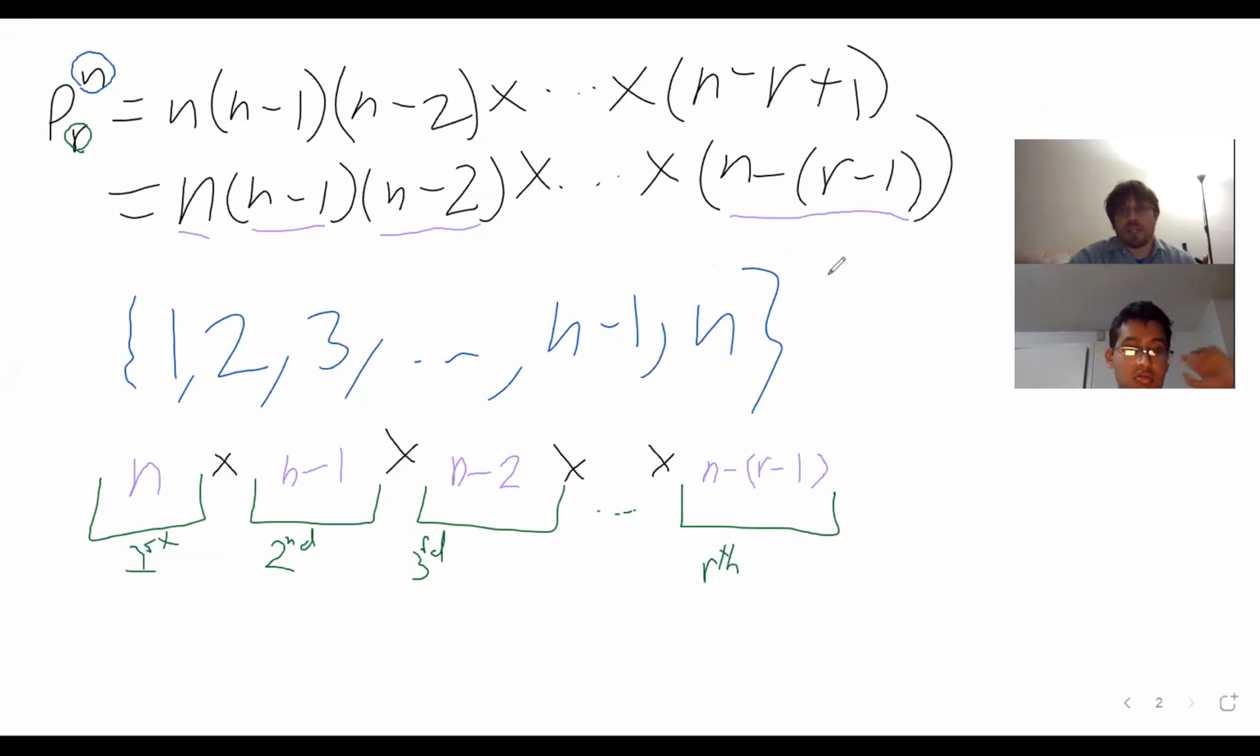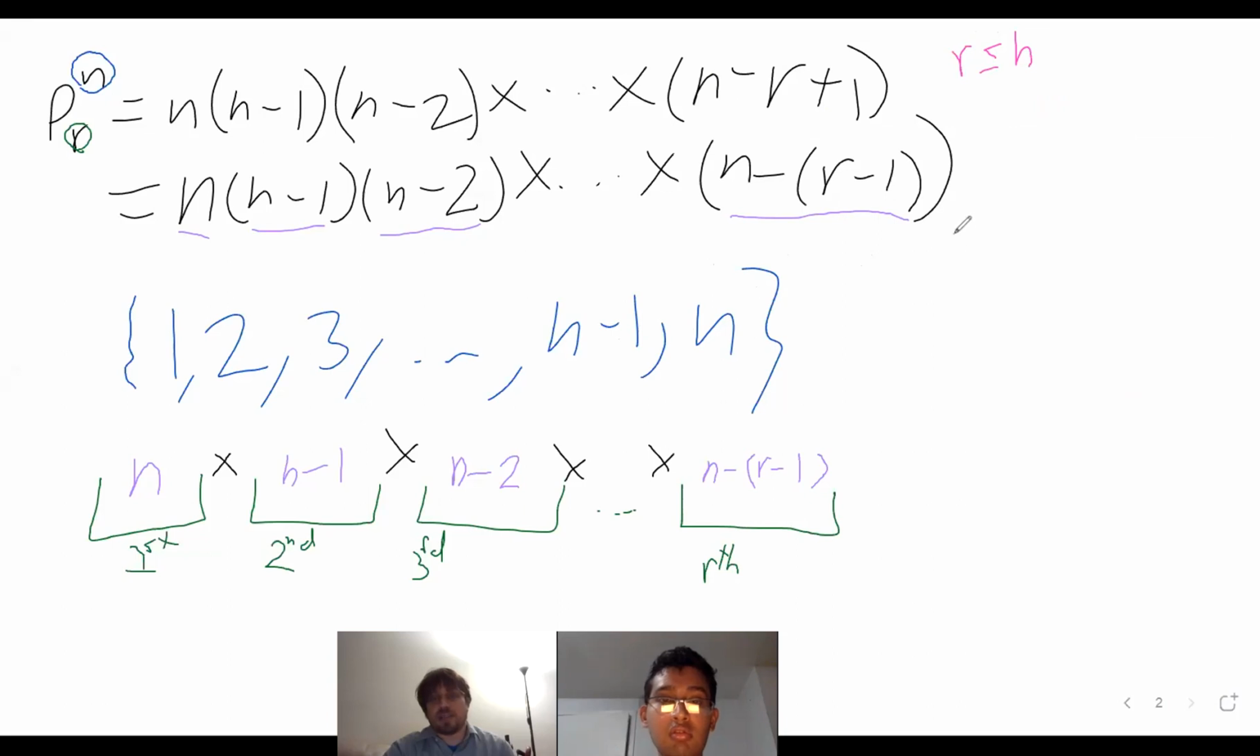R cannot be greater than n. You can't ask how many ways can I choose 10 things from a set with 5 elements in it, right? You only choose at most the number of things in the set. So R has to be at most n, and n is the number of things in the set.